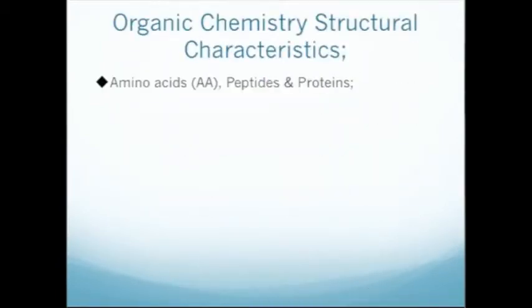Amino acids and peptides and proteins are what we'll talk about next. This is the basic chemical structure of these guys. And you'll see at the one end, there's an amino group with an NH2. At the other end, there's a carboxylic acid group with a C double bond O and an OH.